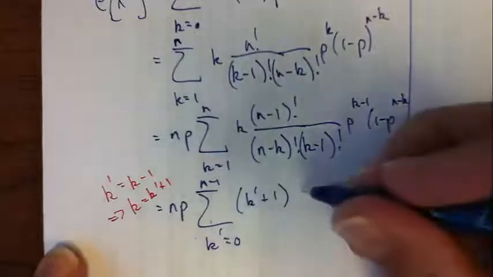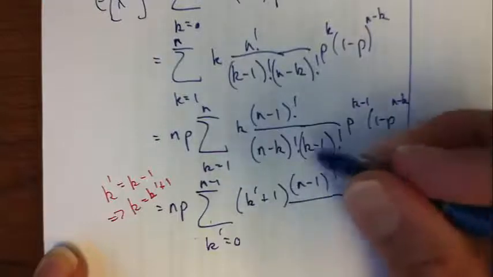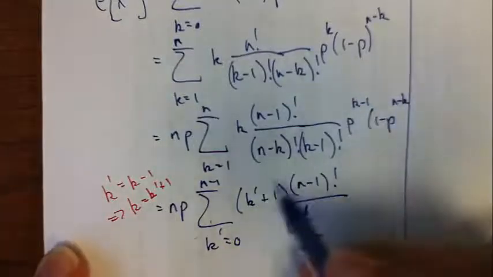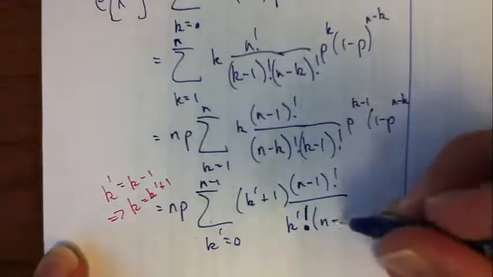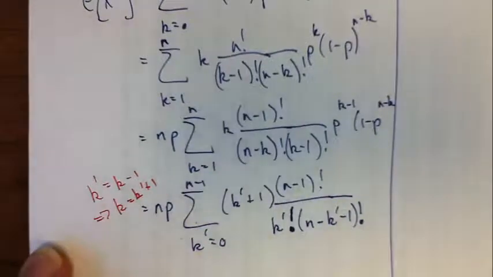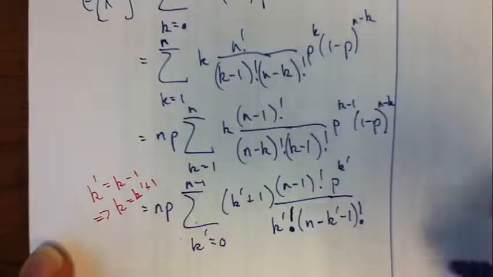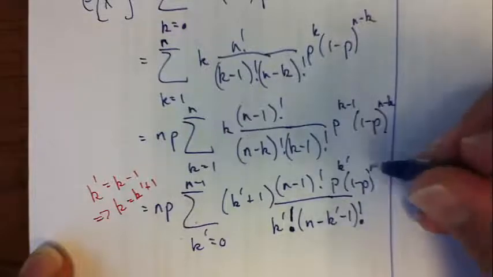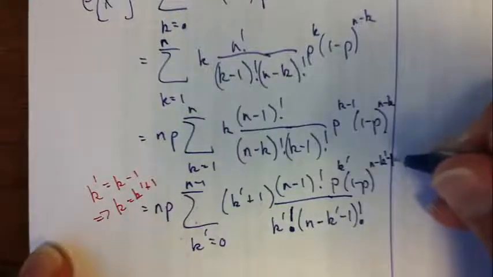And then (n minus 1) factorial over k minus 1, which is k prime factorial. Okay, and then I've got n minus k. n minus k is going to be n minus k prime minus 1, that's factorial. And then I've got a p to the k prime, and I've got a 1 minus p to the n minus k prime minus 1. Just barely got it right on the line right there.